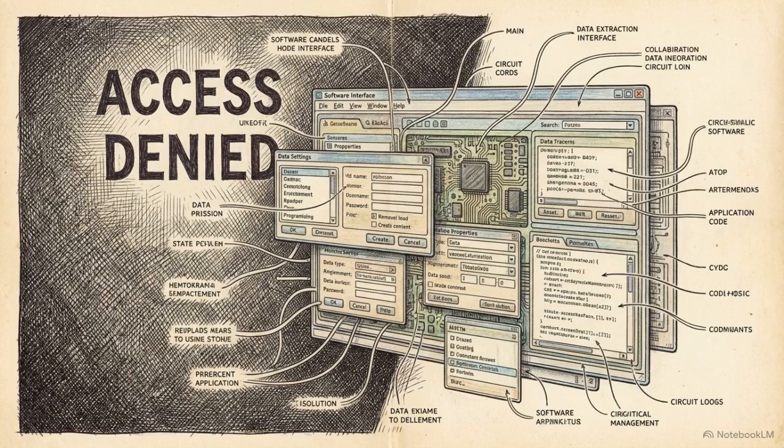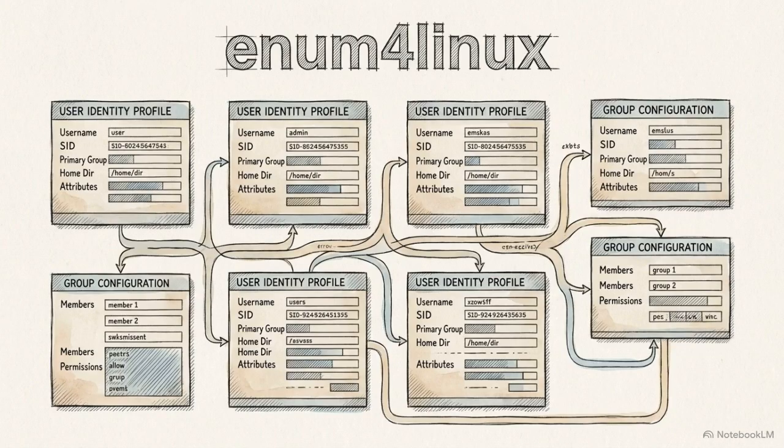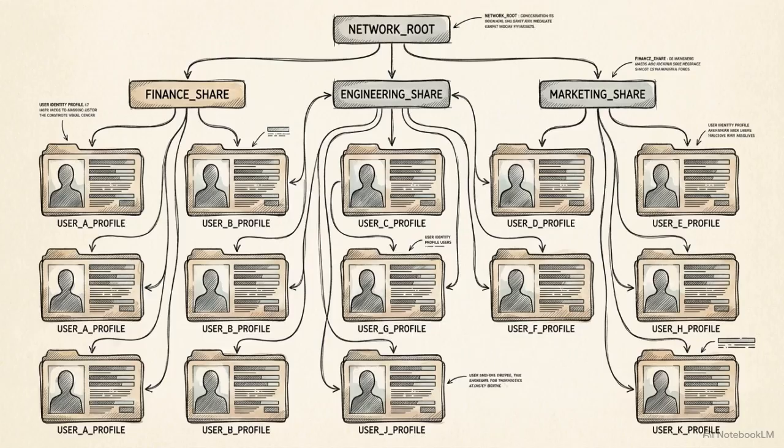When native commands are restricted, third-party utilities step in. Tools like Foundstone's DumpSec connect to the target to systematically download raw registry permissions, user tables, and local security policies. On the Linux side, security testers rely on enum4linux to pull user and group data via Samba, while administrators often use the Hyena GUI tool to visualize those same Windows shares and logon names.